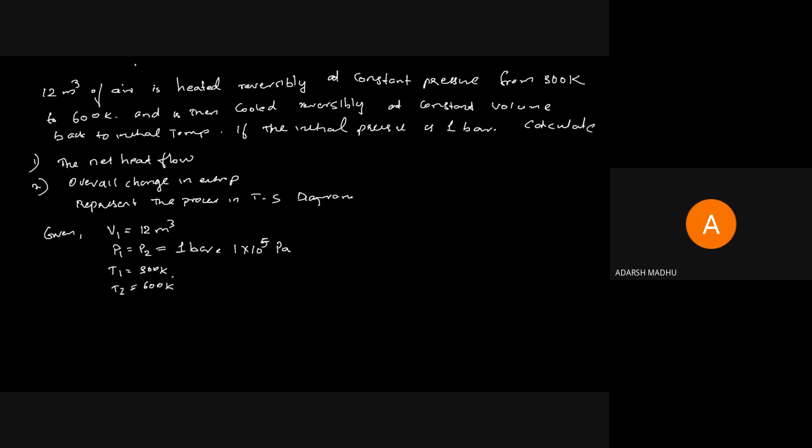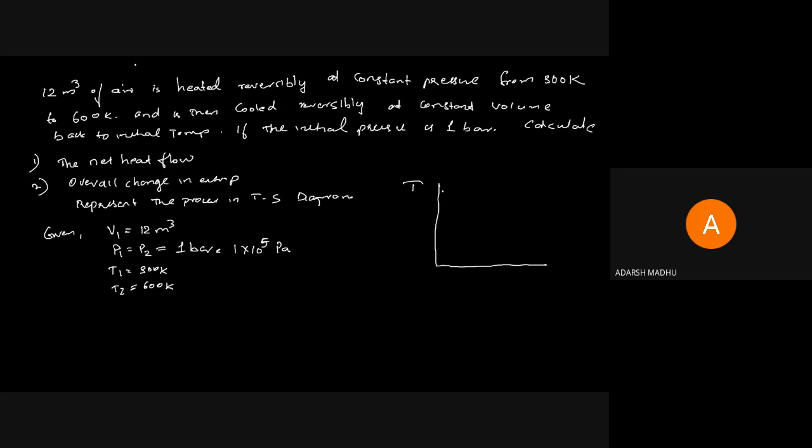Cooled reversibly at a constant volume. So the first process is a reversible process, happening initially as a constant pressure process. Thereafter a constant volume process happens, heating and cooling. So we can draw the TS diagram like that. It is a very important diagram. You want to draw this diagram in the center of your notebook. It is very important.